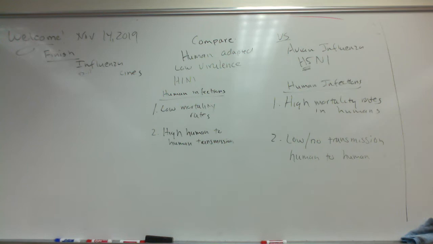So really important for us to remember for the future. Okay. And then, folks, in humans, it's fascinating. We have one type of sialic acid receptor at the upper respiratory tract, and we have a different type of sialic acid receptor in the lower respiratory tract. And this is going to hopefully help us understand this difference in virulence and transmission.